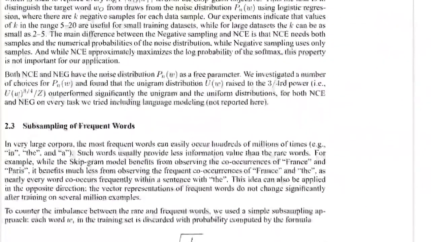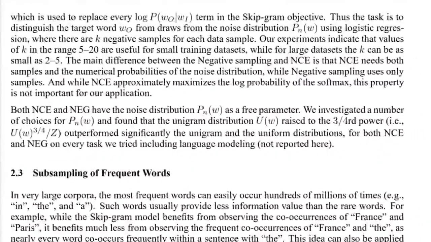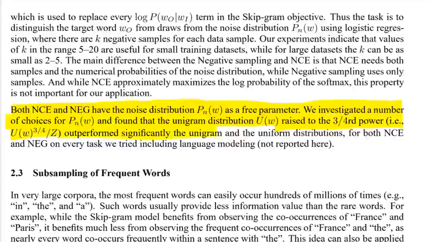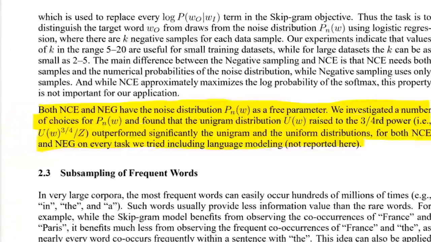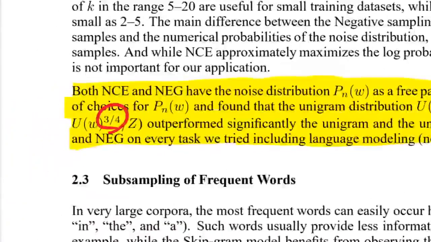They came up with something in between, which they say: both NC and negative sampling have noise distribution as a free parameter. We investigated a number of choices and found that the unigram distribution raised to the 3/4 power, i.e. unigram to the 3/4, outperformed significantly the unigram and uniform distributions for both NC and neg on every task we tried, including language modeling. This, I think, is a mystery until today, and it actually turned out that this exponent right here is magically much better than the exponent of 1 or even the exponent of 1/2. You might reasonably assume that the square root might be something, but the 3/4 turned out to be very good and very mystical.